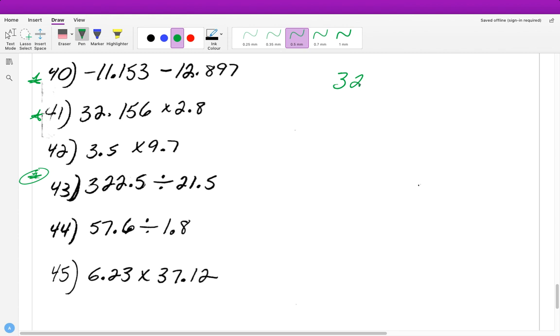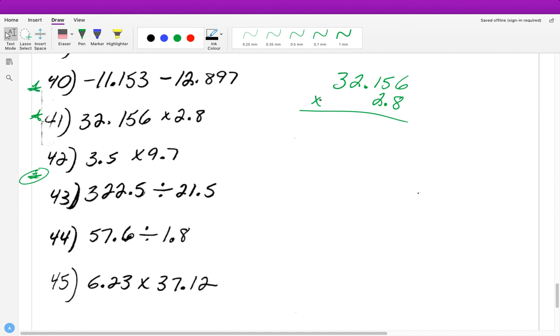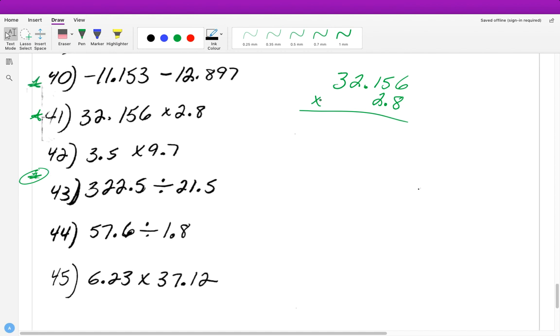So when we multiply 32.156 times 2.8, we don't need to worry about putting our tenths and hundredths on top of each other. We just write them and put all of our numbers all the way to the right like this. Then we multiply like we normally do. 8 times 6 gives me 48. 8 times 5 plus 4 gives me 44. 8 times 1 plus 2 gives me 12. 8 times 2 plus 1 gives me 17. And 3 times 8 plus 1 gives me 25.